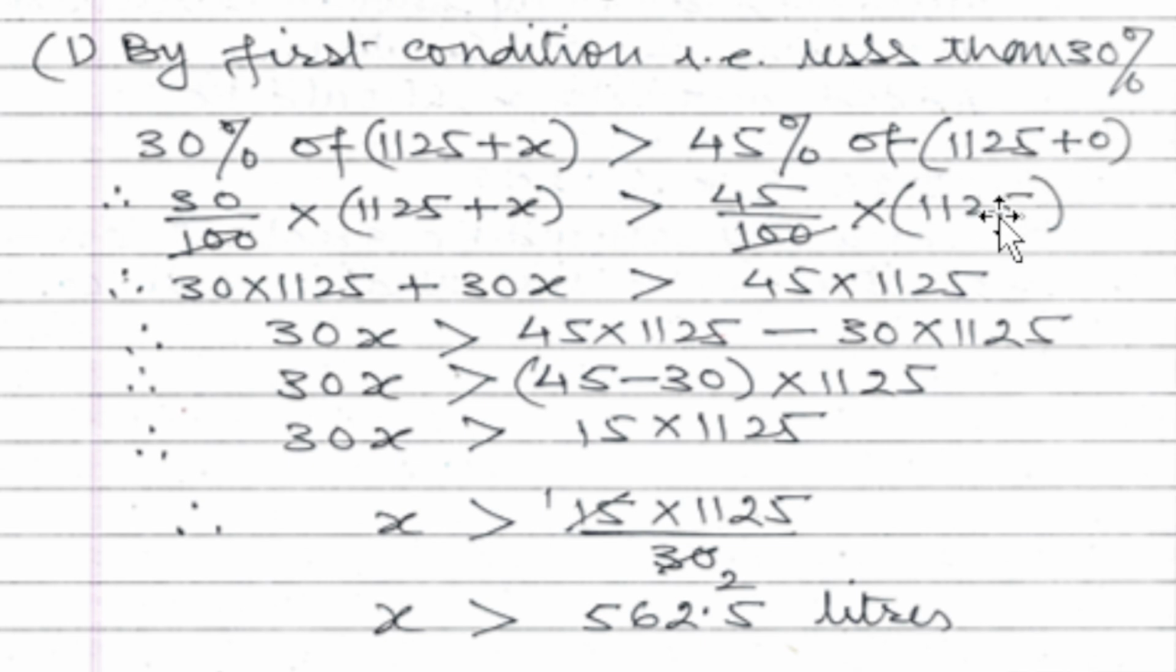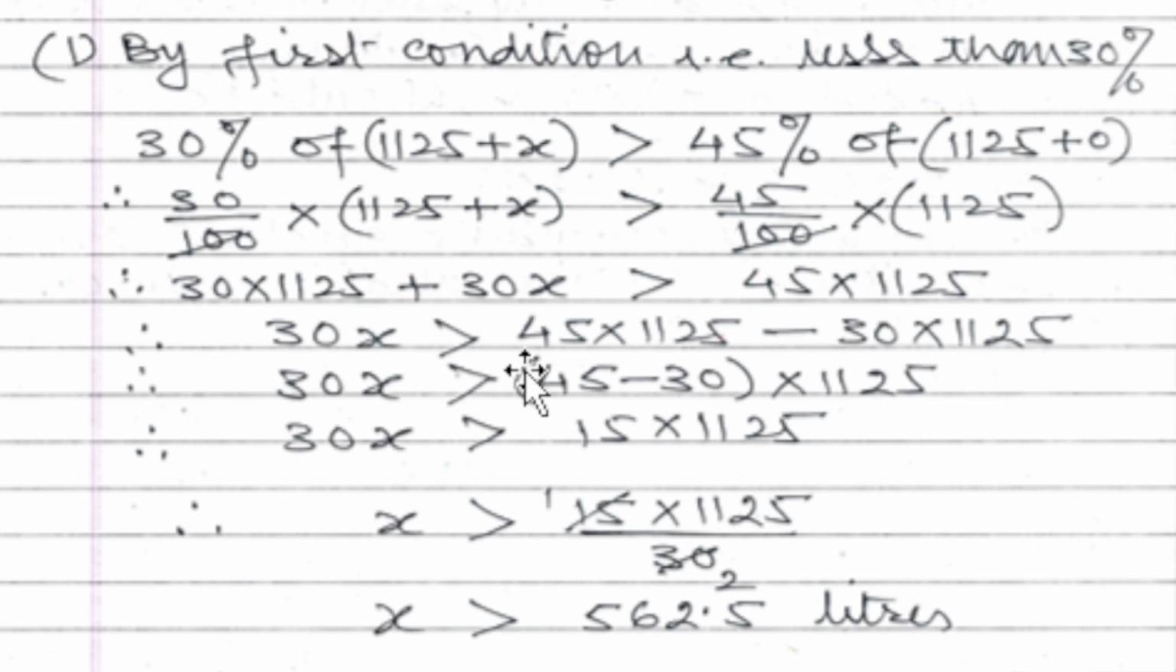Now removing the 0 in the next step, 30 upon 100 into 1125 plus x is greater than 45 upon 100 into 1125. We can cancel 100 from both sides. Now 30 into 1125 plus 30x is greater than 45 into 1125. Now shifting this 30 into 1125 to the right hand side, 30x is greater than 45 into 1125 minus 30 into 1125. Now taking 1125 common, we get 45 minus 30.